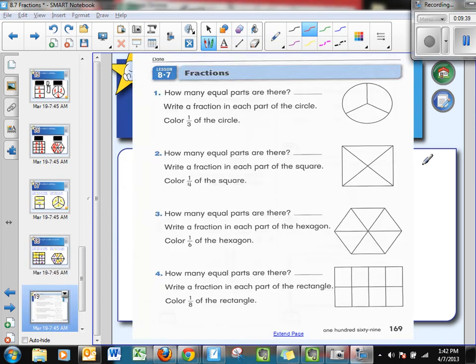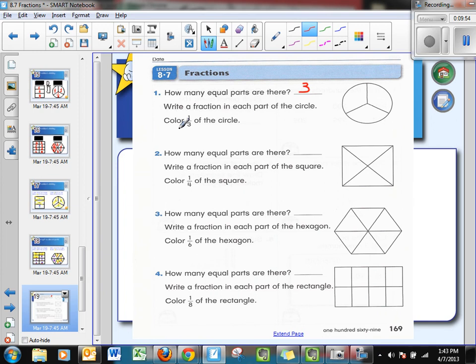To finish our lesson up, you're going to have some time to practice in your practice book to show me how you can label fractions as well as color in certain parts. So question number 1 on your practice book page says, how many equal parts are there? So think of this circle. How many equal parts are there? There's a total of 3 equal parts.